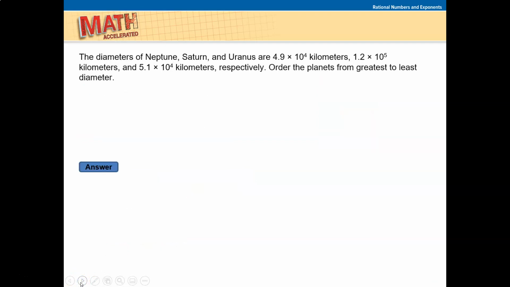Try this one on your own. The diameters of Neptune, Saturn, and Uranus are 4.9 times 10 to the 4th, 1.2 times 10 to the 5th, and 5.1 times 10 to the 4th, respectively. Order the planets from greatest to least.